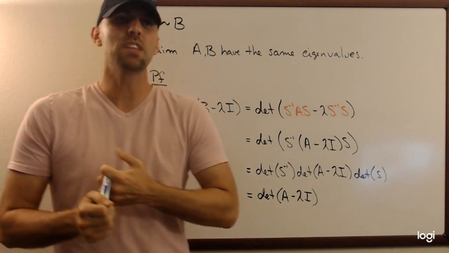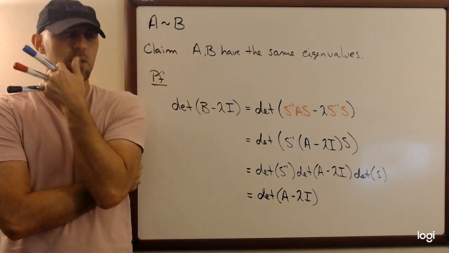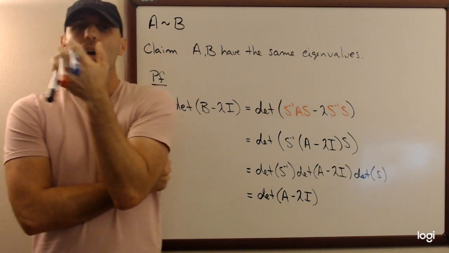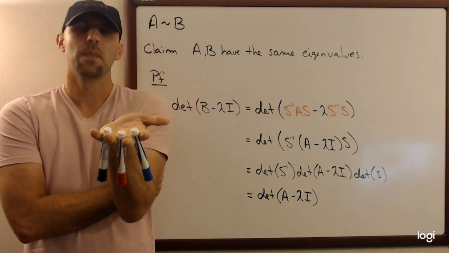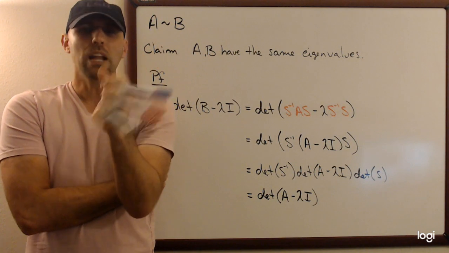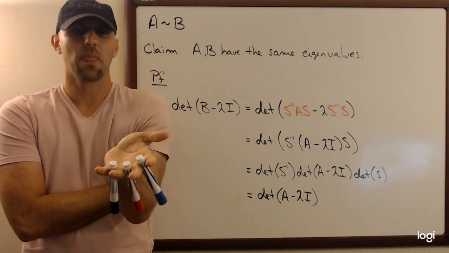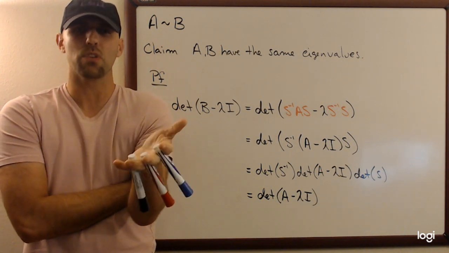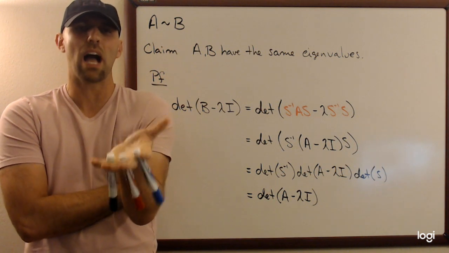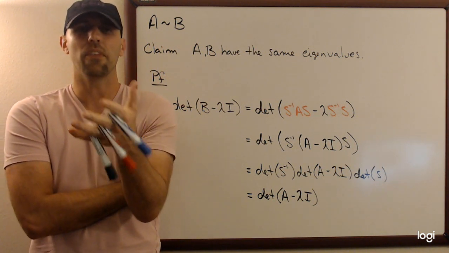Okay? Now what does that mean for us? How are we going to use this? Well, what that means is I know A is similar to every matrix which has the exact same eigenvalues as A.